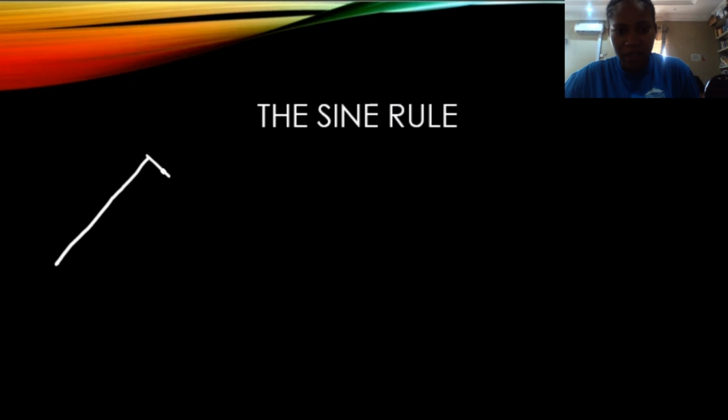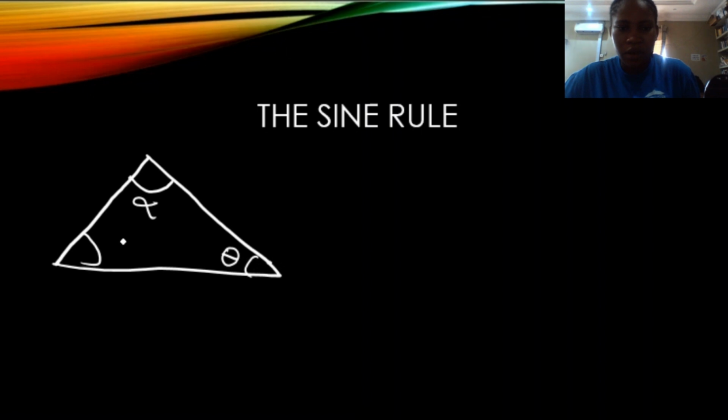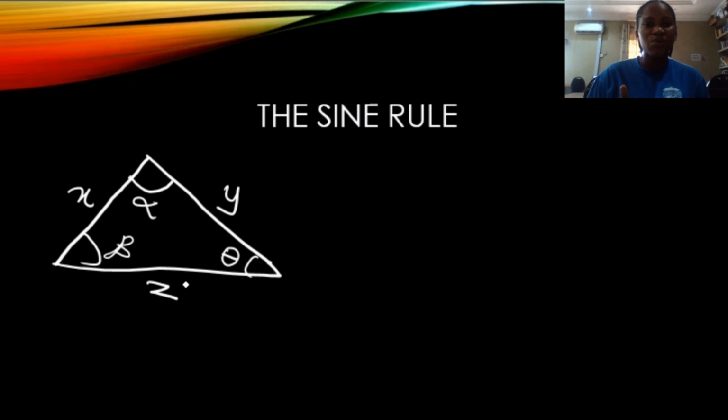So let's take just any type of triangle. Let's say here is alpha, here is theta, and here is beta. And let's name the sides too as x, y, and z. Also, the sine rule is known as Lami's theorem. So anywhere if you don't hear sine rule, know that it's Lami's theorem. Anytime they say Lami's theorem, they are still saying it's the sine rule.